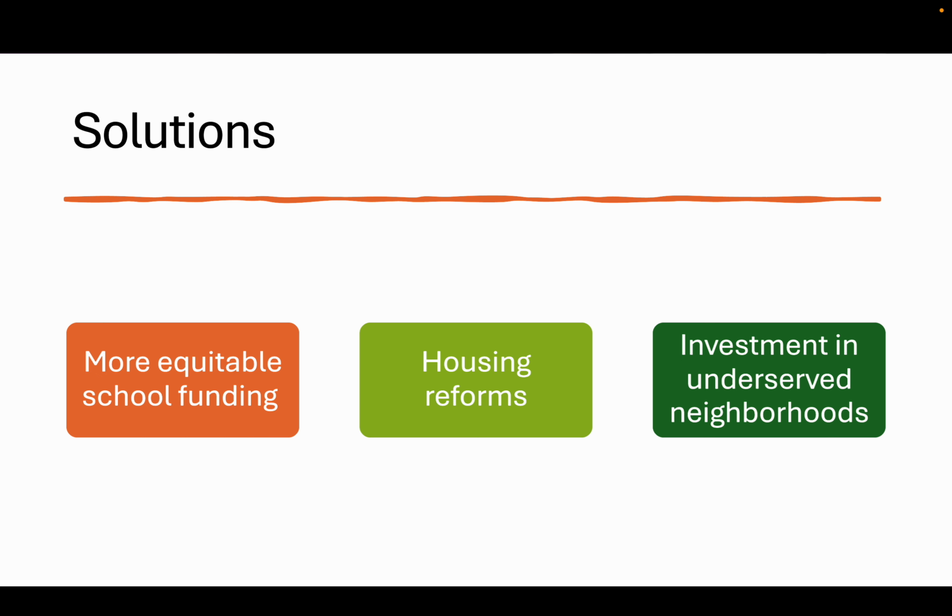Some of the solutions for this are more adequate school funding, housing reforms, and investment in underserved neighborhoods. This would mean children in poor neighborhoods having the same education as a wealthy person. It could mean lowering rent prices or affordable housing that is clean and in a safe community space for underserved people. And investment could be policies that target racial disparities in hiring, healthcare, and policy making.